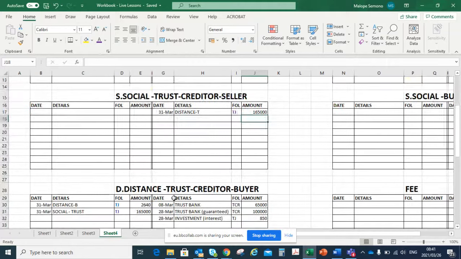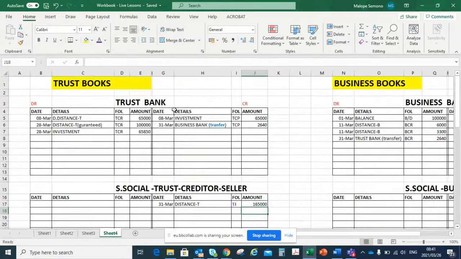165. But I must also show that this 165 must be taken out of what? Trust. Remember, whatever has been in this distance trust is put in the bank. This is the real cash. So I must also go on the 31st and take money and pay what? Social. So I'm going to say social trust. You see now, I'm going to pay trust cash payments. I'm going to pay how much? 165.